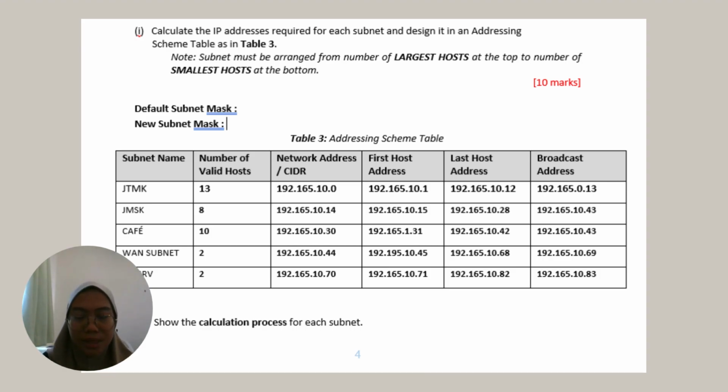For JMSK, number of valid hosts 8, network address 192.165.10.14, first host address, last host address 192.165.10.28, broadcast address. For cafe, number of valid hosts 10, network address 192.165.10.30, first host address, last host address 192.165.10.42, broadcast address.